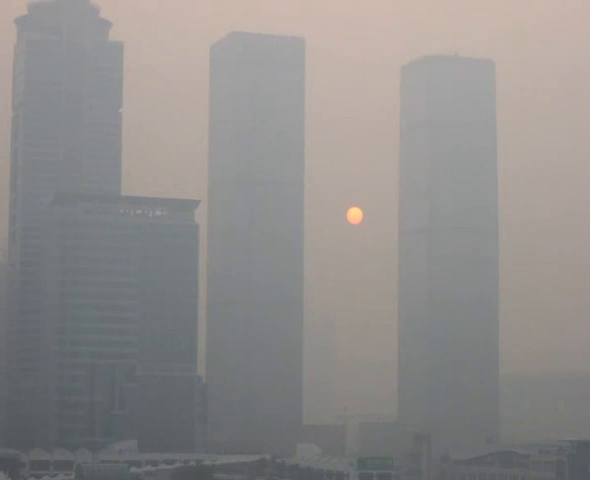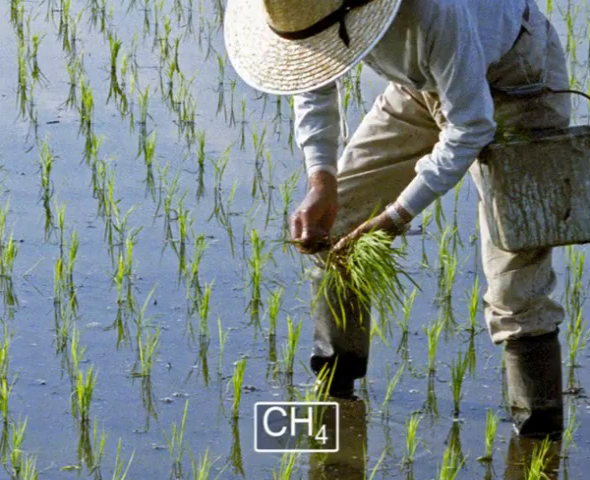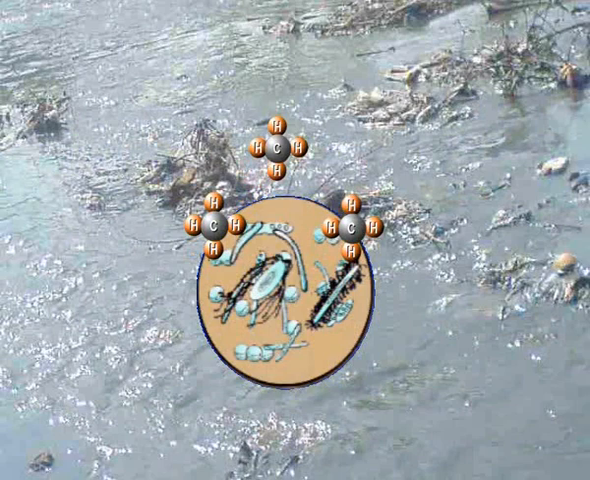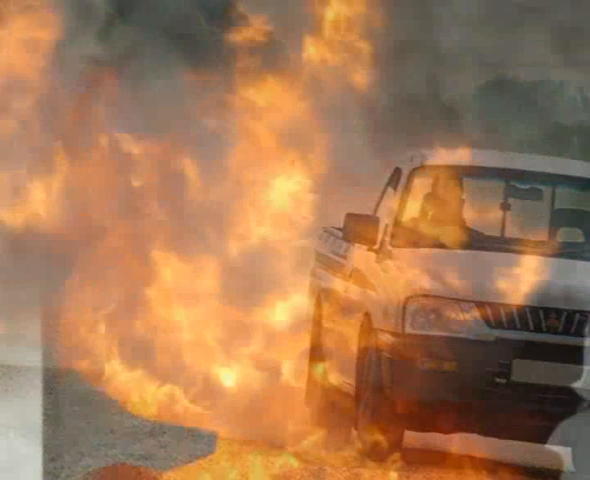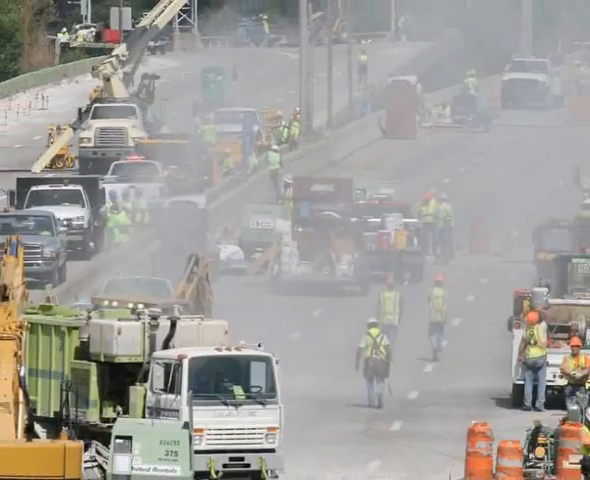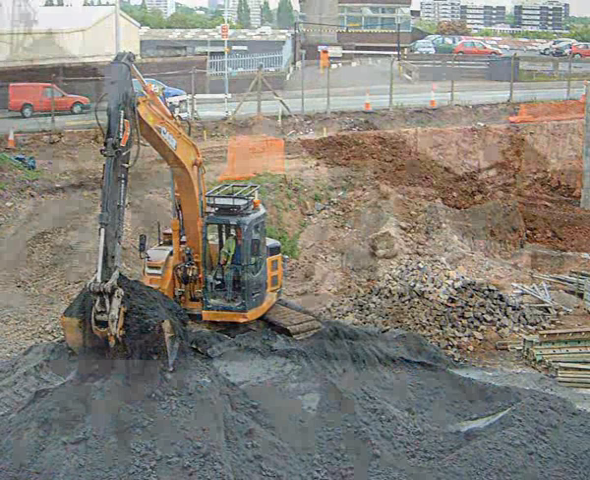Methane is mainly produced by rice fields, swamps, and marshy lands. Municipal landfill sites and the microbial activity on sewage and sludge also produce methane gas. Suspended particulate matter is formed due to soot or smoke on burning of coal. It increases during vehicular movement, building construction, cement production, and stone crushing.